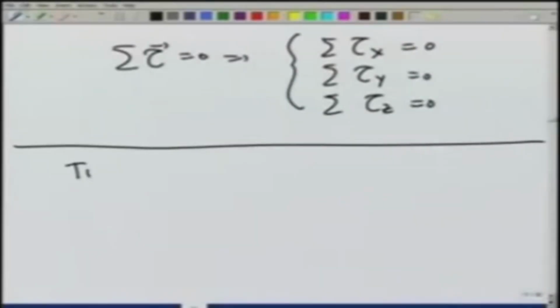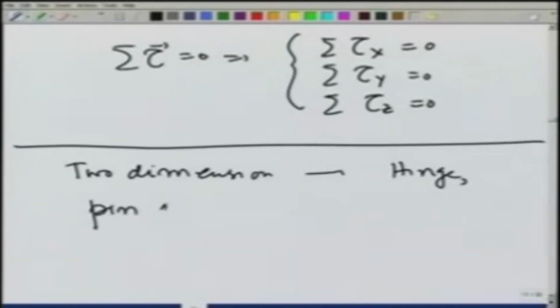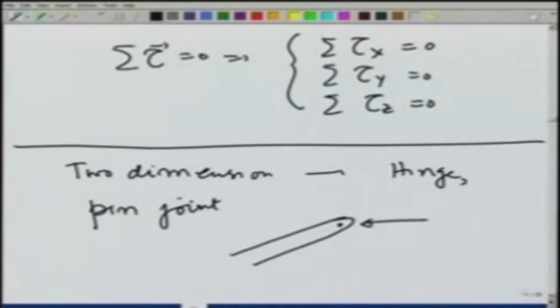Similarly, now that we are talking about three dimensional cases, the engineering elements also have to be considered in view of three dimensionality, and they can apply forces in all three directions. Thus, remember in two dimensions there was a hinge or a pin joint which was like this, and it was capable of applying a force in x and y direction. Sometimes they are given as reactionary force Rx and Ry.